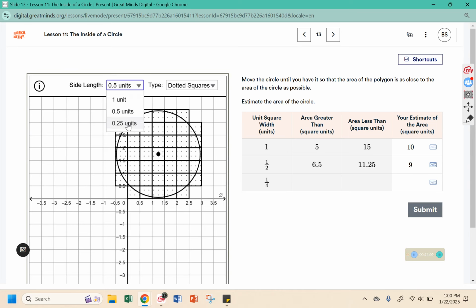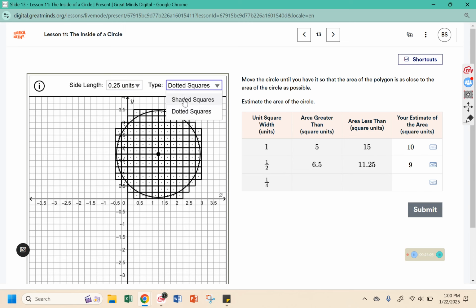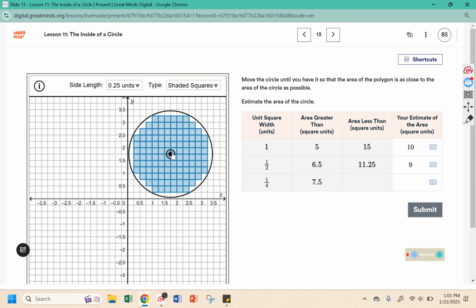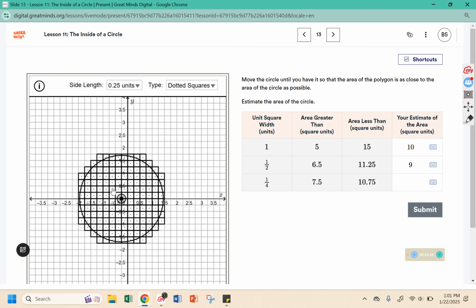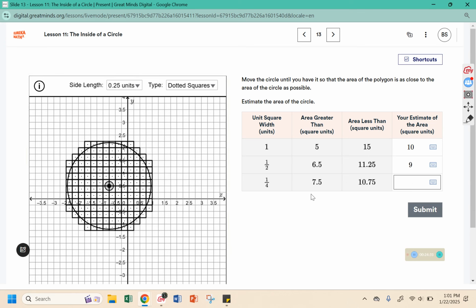And now we're going to make our pieces even smaller. Starting with the shaded, it's going to fill in this. We want to maximize that number. 7.5. Okay, that seems to be pretty consistent. And then the dotted, 10.75. Okay, so our estimate is somewhere between 10.75 and 7.5. So again, I'm still thinking it's somewhere around 8 or 9, maybe 8.5. And then we're going to submit.